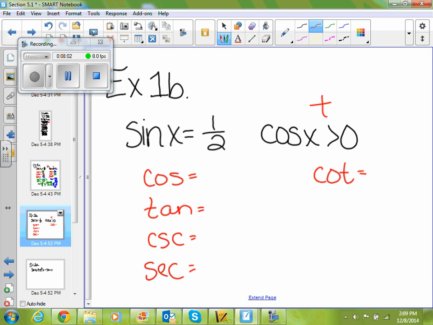First thing I know is that sine is the inverse of cosecant. So if I do that, then I just have to flip that over. So cosecant is 2 over 1, which is the same thing as 2.